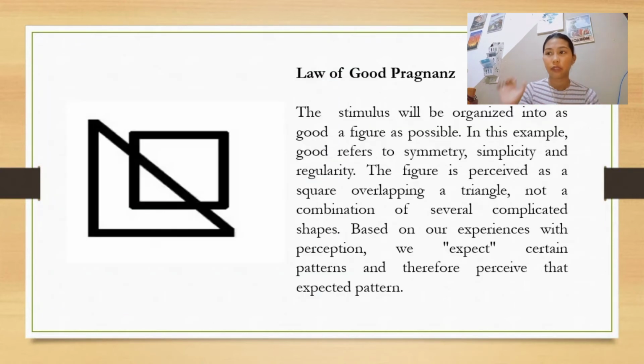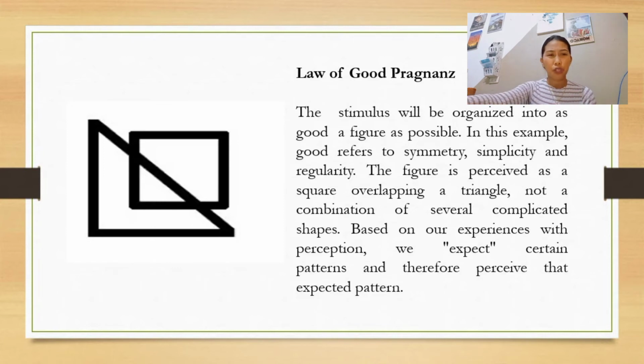Next, the law of good fragments. The stimulus will be organized into as good a figure as possible. In this example, good refers to symmetry, simplicity, and regularity. So the figure is perceived as a square overlapping a triangle. So the law of good fragments is talking about making things as simple as possible.